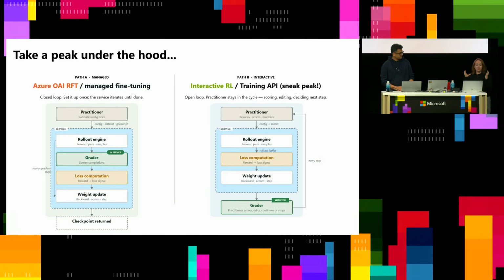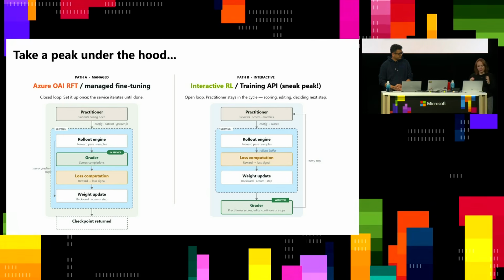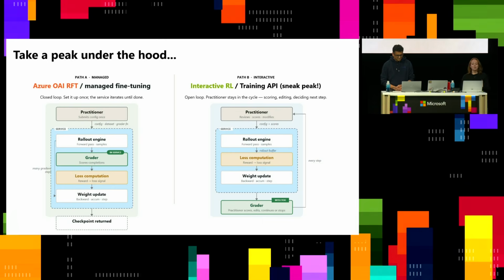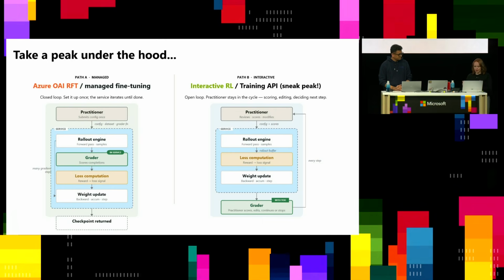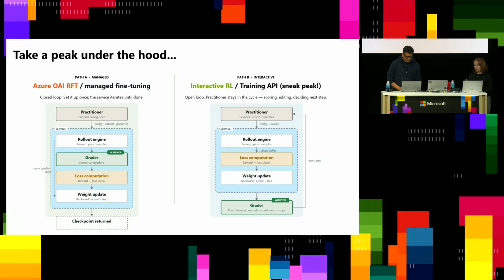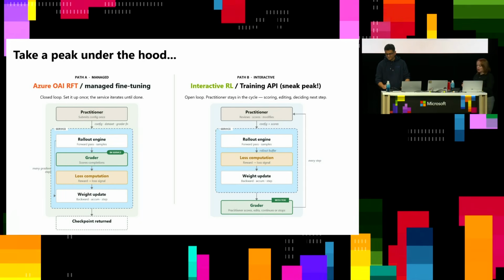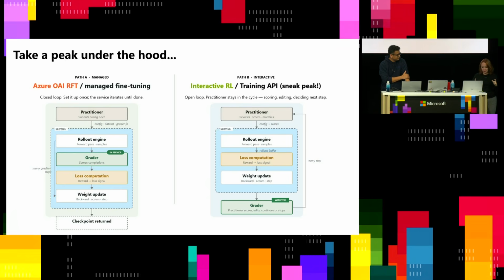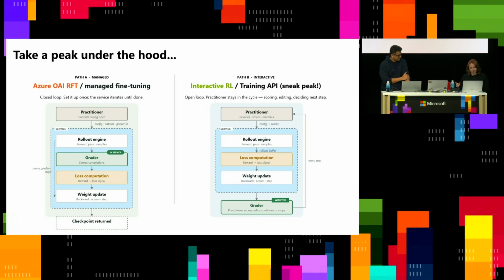You can't mess with what's happening in that service boundary. Our new training API actually gives you much more control. You, as the practitioner, set up the config, the recipe, you invoke the rollout engine, you compute the loss, you update the weights, and then look, we're back outside that service boundary, so you update the grader itself.